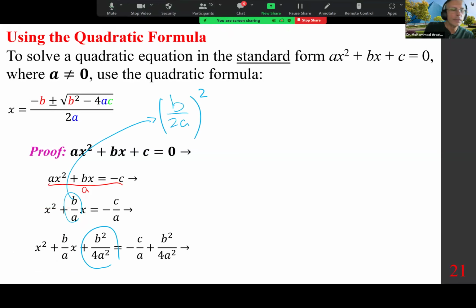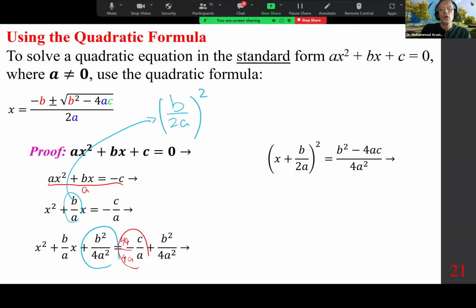So the left side is the variable, happen to be x, plus b over 2a, quantity squared. And the right side, we can take a common factor of 4a squared. So if I multiply this one by 4a, I have to multiply this one by 4a. So this becomes minus 4ac over 4a squared. Let me just quickly show you. I'm going to multiply by 4a over 4a, and then it becomes b squared minus 4ac.